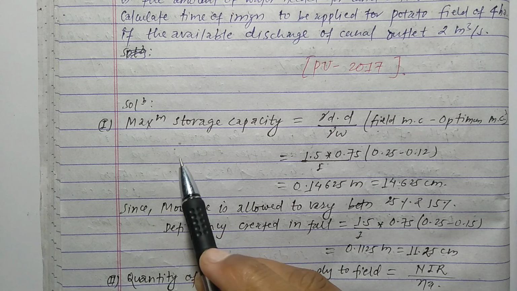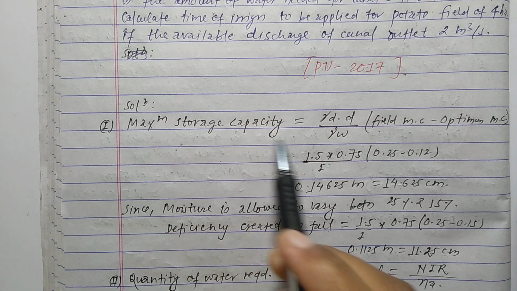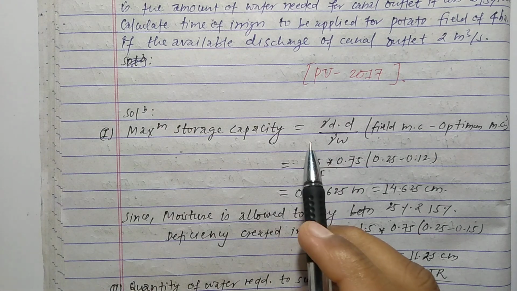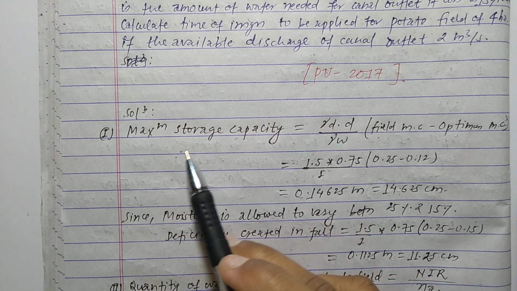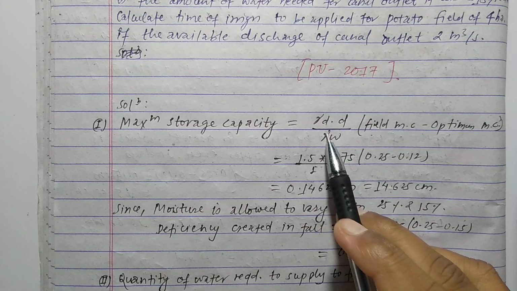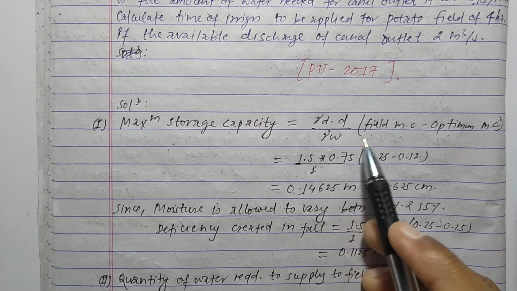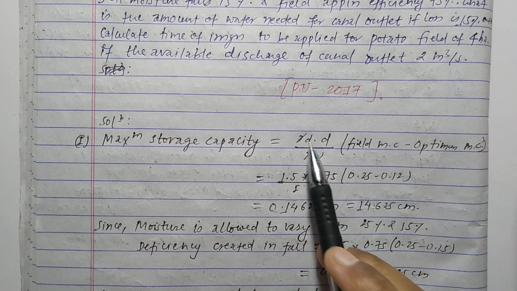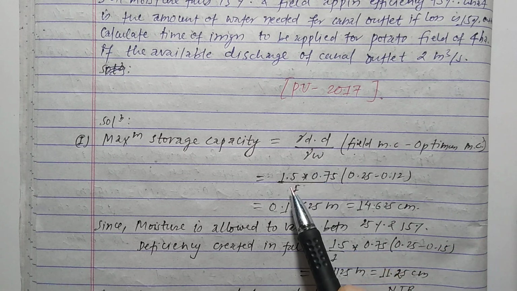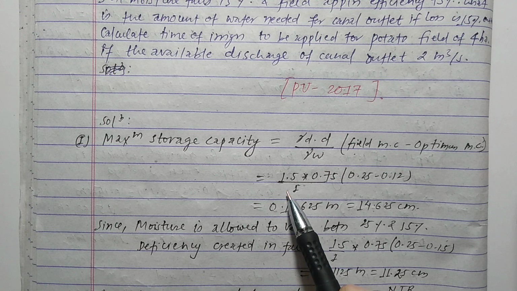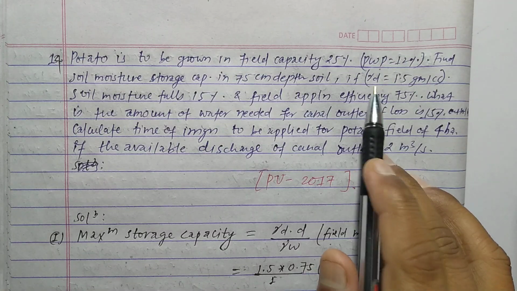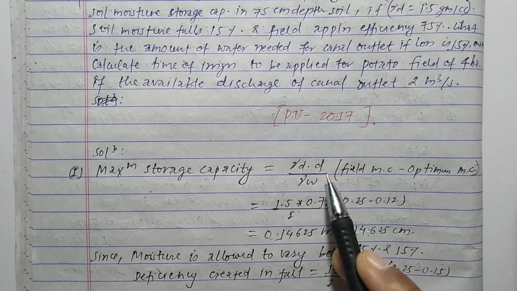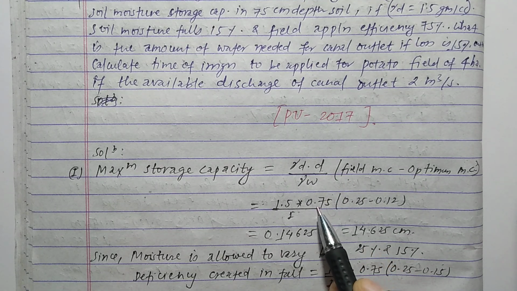So in the very first step we have to calculate the maximum storage capacity. Okay, and we have already discussed this formula. For the maximum storage capacity, we use this formula: gamma D into D by gamma of water into field moisture content minus optimum moisture content. And gamma of D is already given in the question, that is 1.5. You can see here gamma of D is given as 1.5 into depth. Depth is also given in the question, that is 0.75.